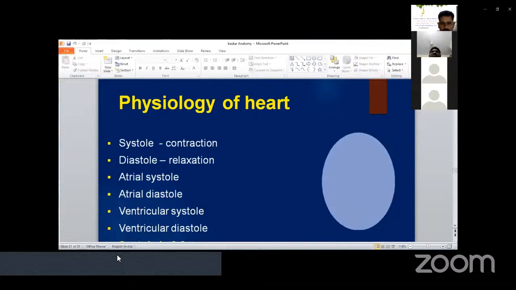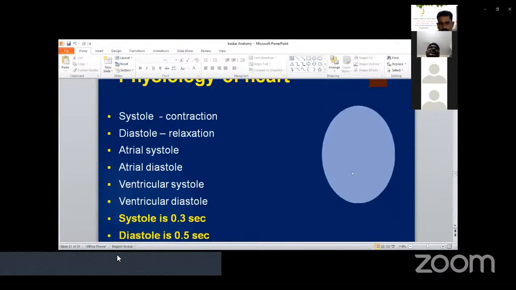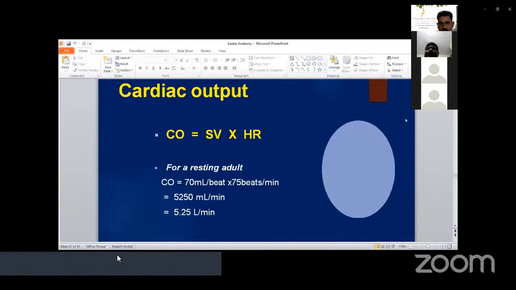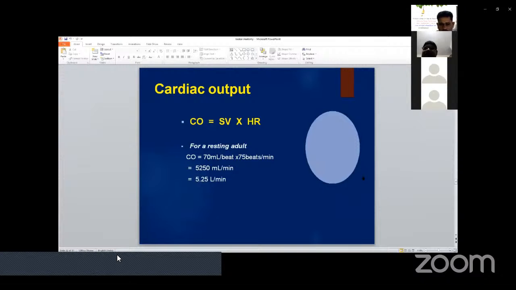So next one is physiology of the heart. You can go to slide number 23. I have explained what cardiac output is, what stroke volume is, and how to calculate cardiac output. So next is slide number 24, the conduction system of the heart.